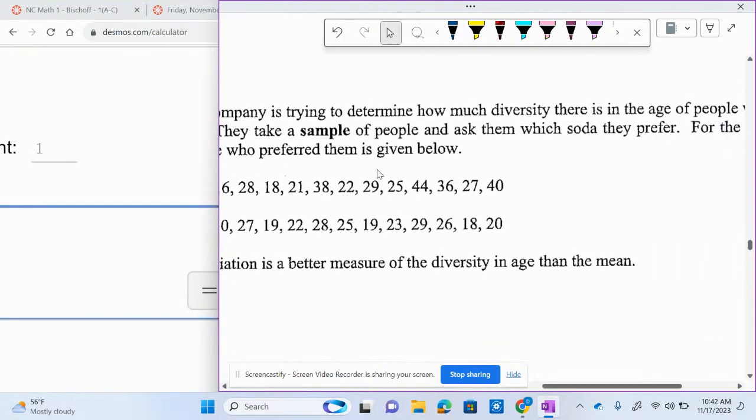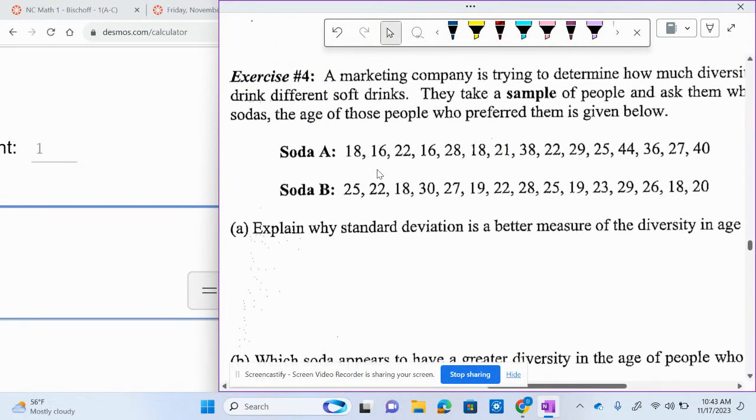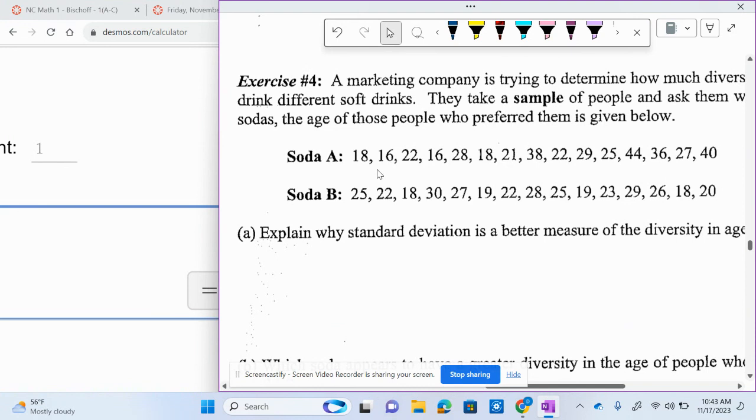So our next one is talking about samples. We have a sample of data. A marketing company is trying to decide how their soda product reaches a specific age range of people. So they have 2 soft drinks. They pull a sample of people and they say, hey, do you like soda A or soda B better?